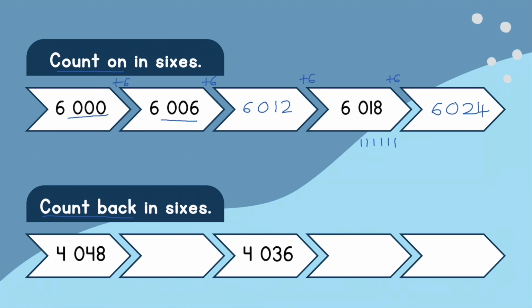Now let's look at how to count back in 6. Count back means count backwards. To get the number, if count on we plus, for count back we need to minus.